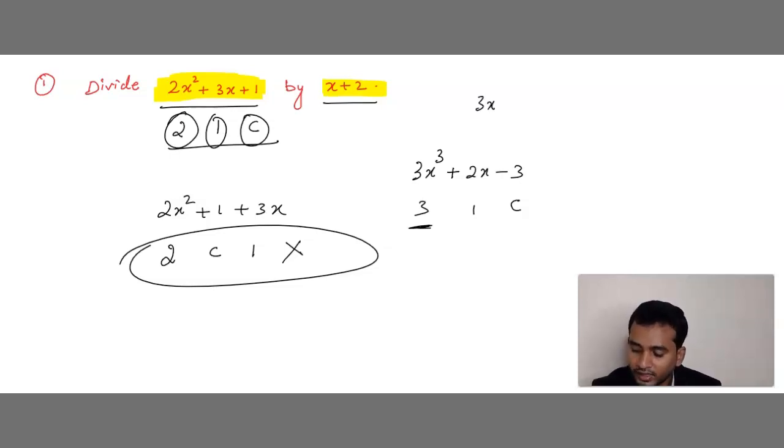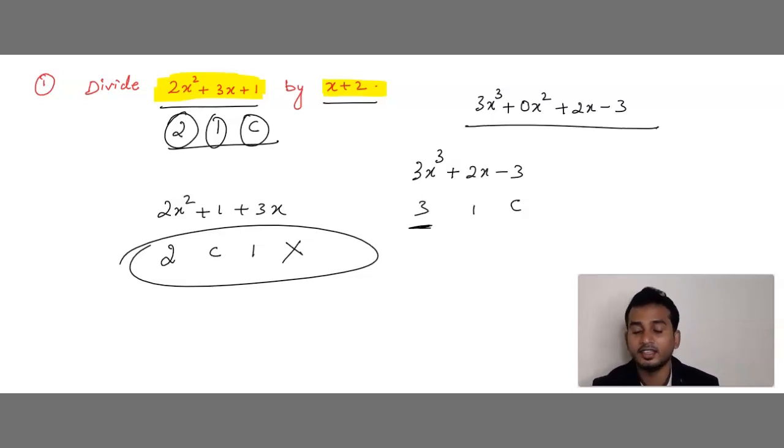You have to write the expression like this: 3x cube. Degree 2 is missing. Whichever is missing in between, you should take it as 0. That term we have to take as 0, that is 0x square. And next plus 2x, next minus 3. So whichever is missing, you have to multiply with 0, because 0x square is 0 only. 0 means nothing, but just to bring it into its standard form, we have to write like this.